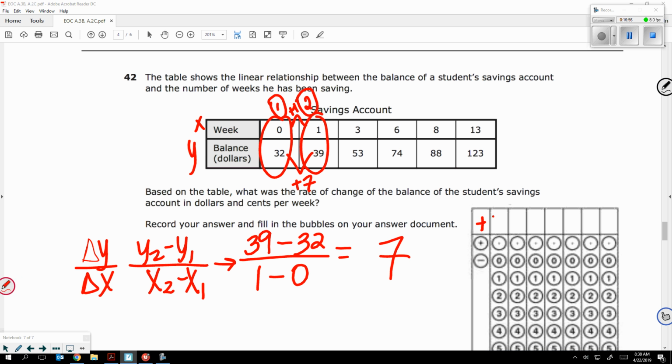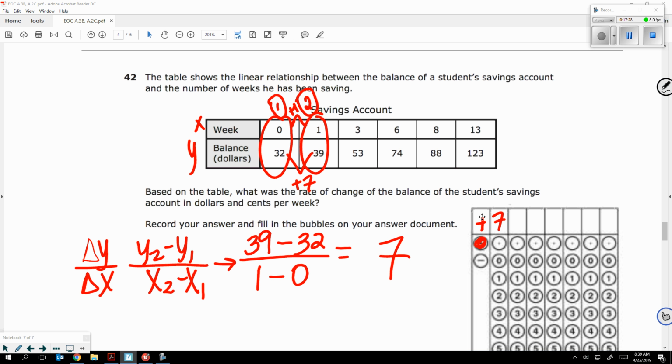Yes, you could have picked any other points. I just picked the first 2 points. This way will always work. No matter what, your y2 minus y1 over x2 minus x1 will always work. So that's for graphs, that's for tables, that's for anything. That's why I'll show you both.